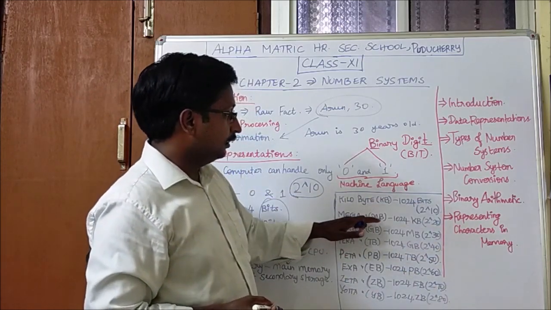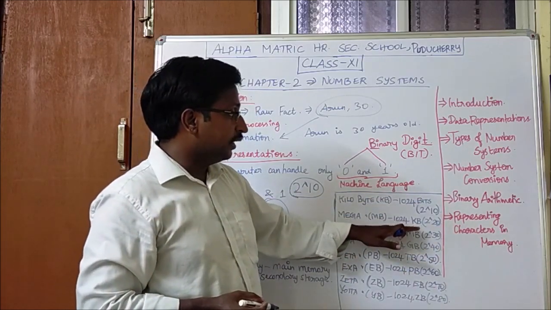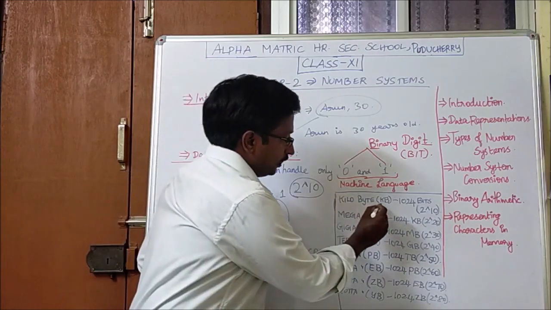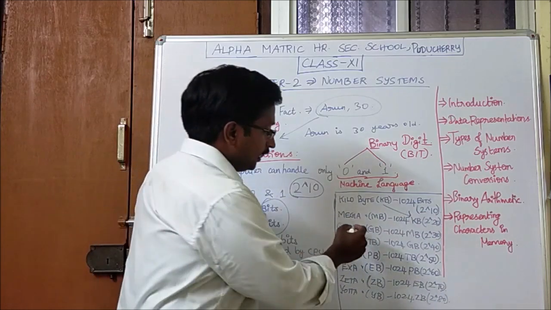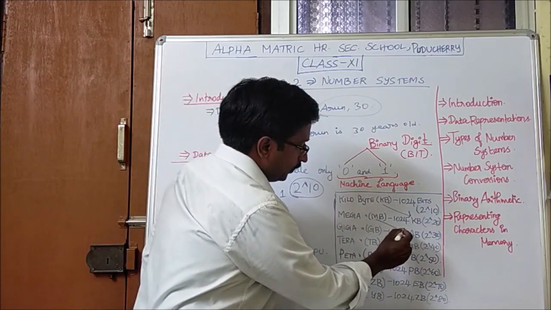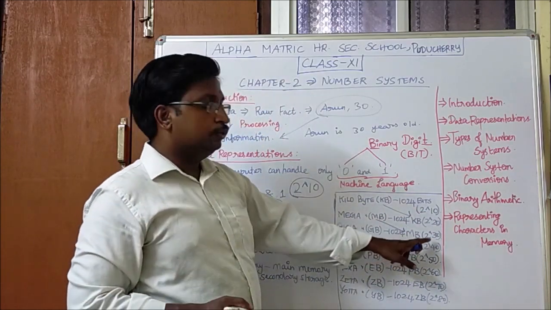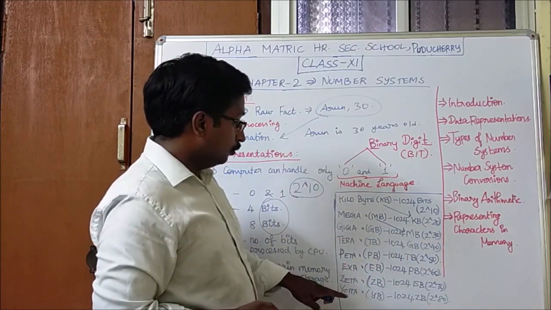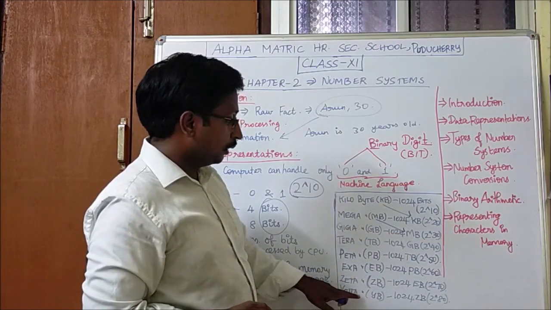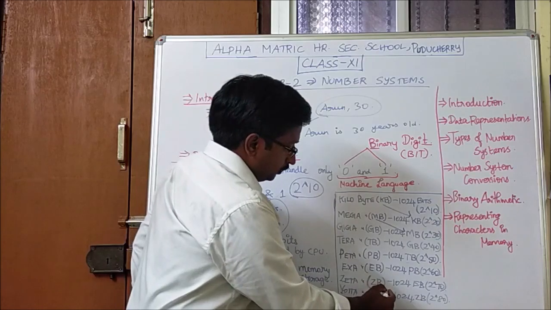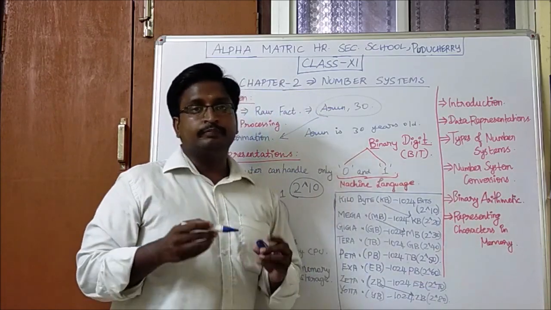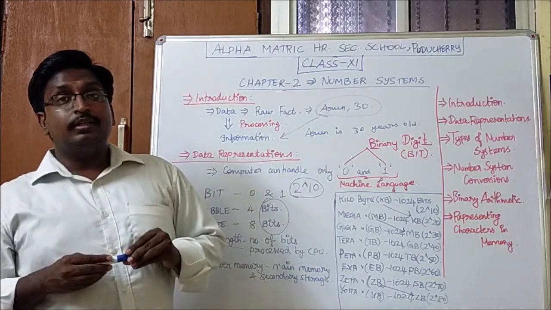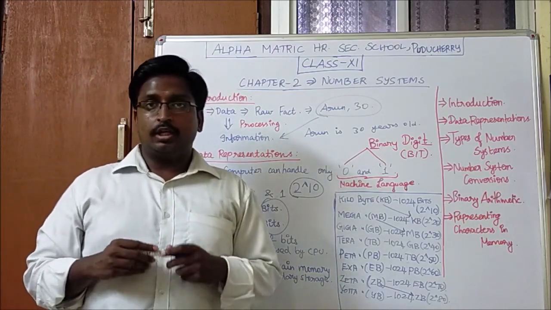Next is megabyte, MB, that is 1024 kilobytes, which is 2 power 20. Likewise, gigabyte is 1024 MB, 2 power 30. Likewise, it goes on to yottabyte, that is 1024 zettabytes, 2 power 80. So this is all about data representation in computer's memory.